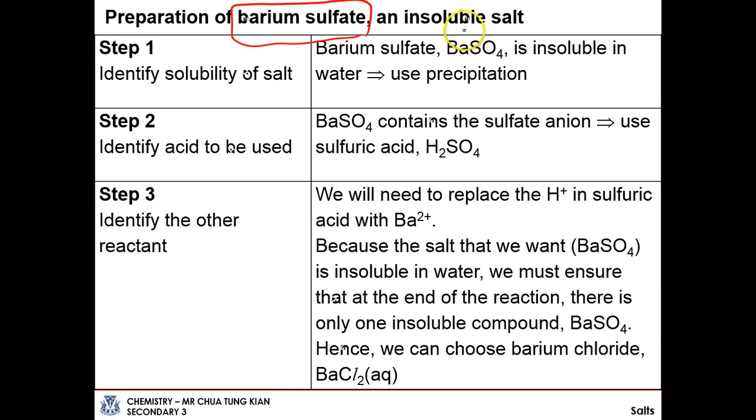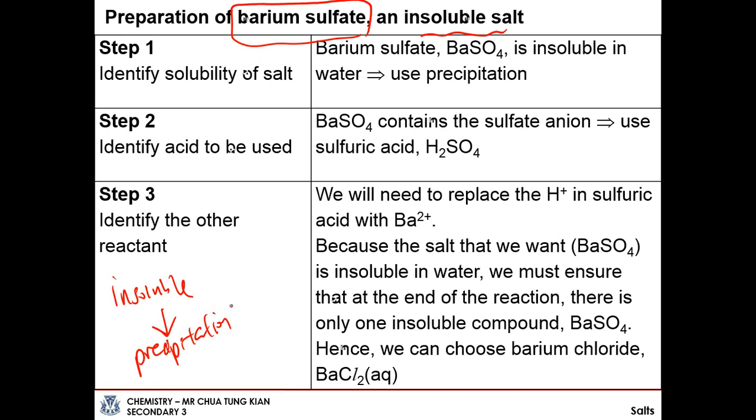So how do you know it is insoluble first? This brings us back to the solubility table. All sulfates are soluble except barium, lead and silver. Okay, so barium sulfate is an insoluble salt. So if it's insoluble, first thing you think is precipitation.